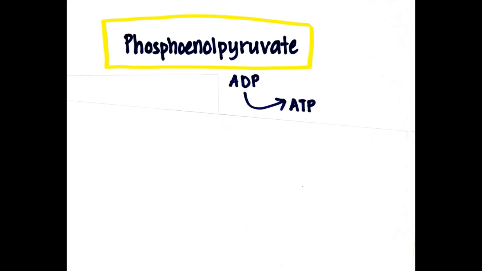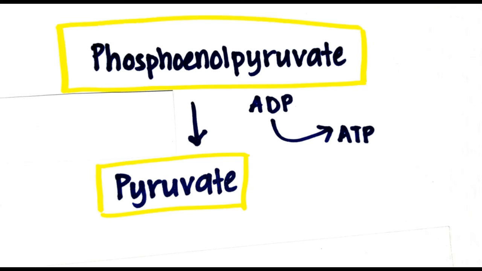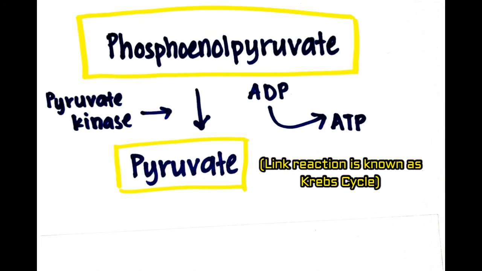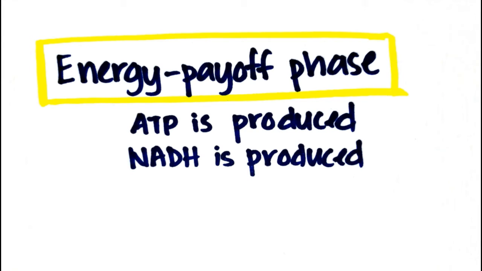Lastly, phosphoenolpyruvate transfers a phosphate group to ADP to form ATP, and pyruvate is formed. The enzyme pyruvate kinase catalyzes this process of substrate-level phosphorylation. Pyruvate then enters the link reaction. That's the end of the energy payoff phase.